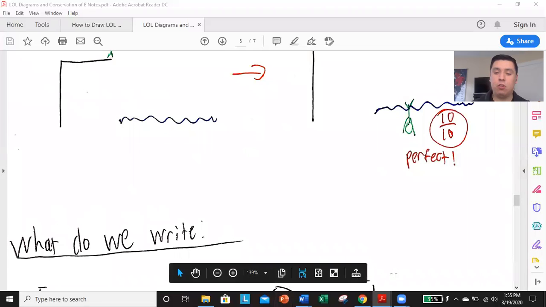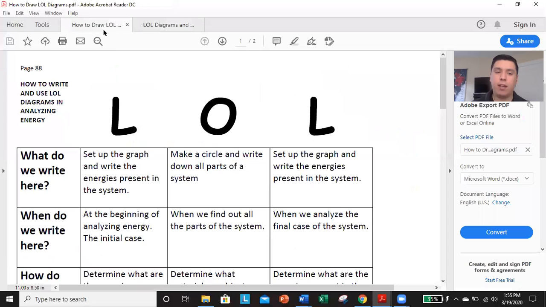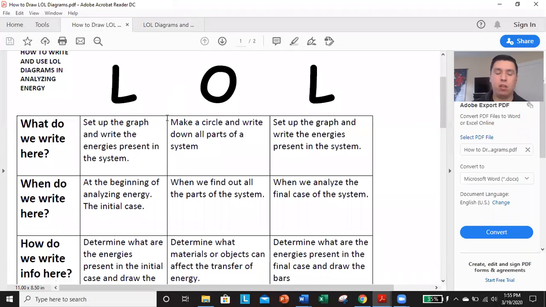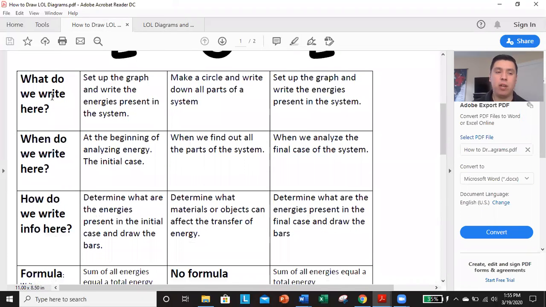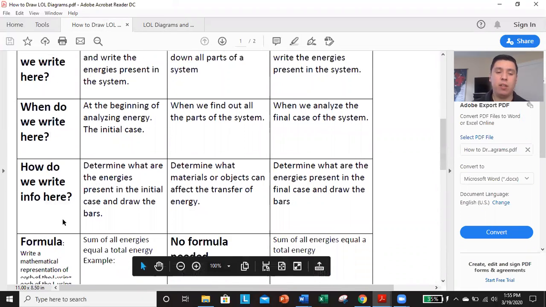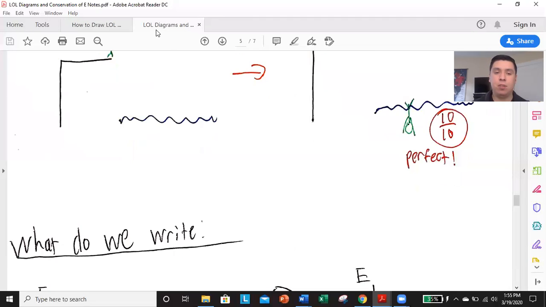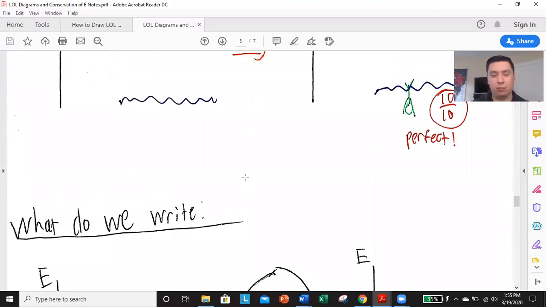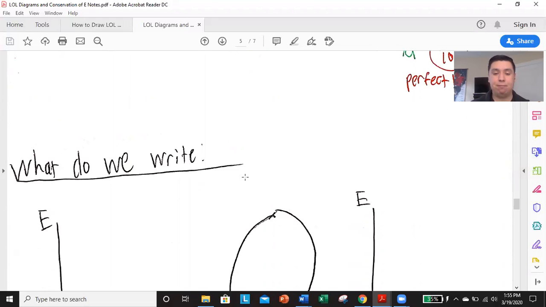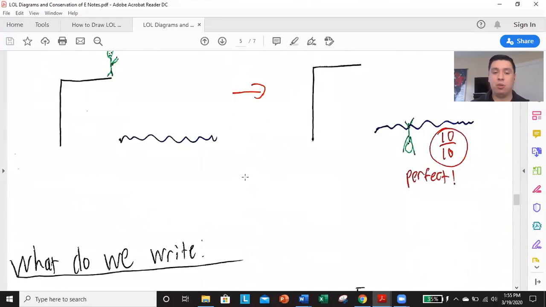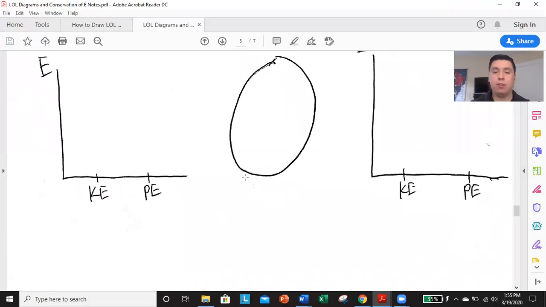I also sent this one, the LOL diagrams notes: what to write, when do we do it, how to write it, and how to do a formula. I'm going to be doing these steps individually to show you how to do an LOL diagram. You won't have to do these steps individually if you do it by hand, or especially not on a computer, but I'm just doing this so I can go through it more simply. So this is a diving board case. So what do we write?